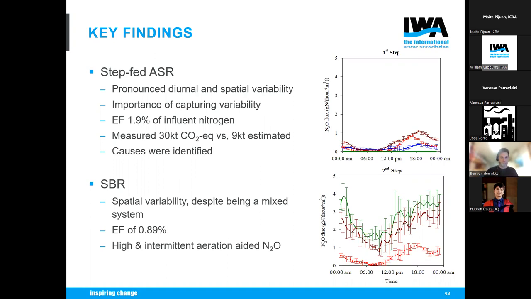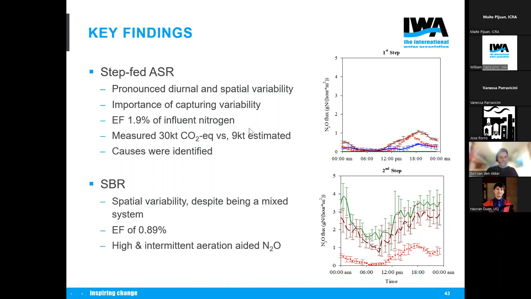Once we incorporate this variability, what we found was that the emission factor for this particular plant was quite high. Almost 2% of the nitrogen going into the system was emitted as nitrous oxide, and that equated to around 30 kilotons of carbon dioxide equivalent per year. When we compare this to the use of a generic emission factor to estimate our emissions, we actually reported 9 kilotons. So you can see there's a large discrepancy between what we measured and what we estimated using a generic emission factor. But in doing this, we're able to identify the causes, and we're now taking steps to look at how we can mitigate this. I'll talk about that in the next few slides.